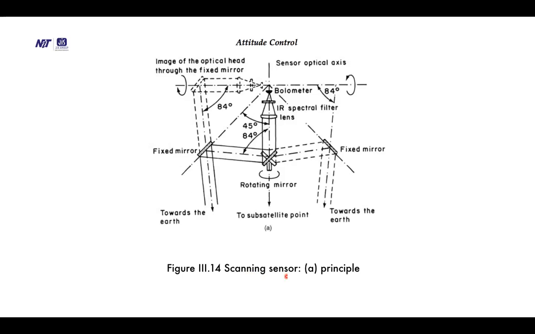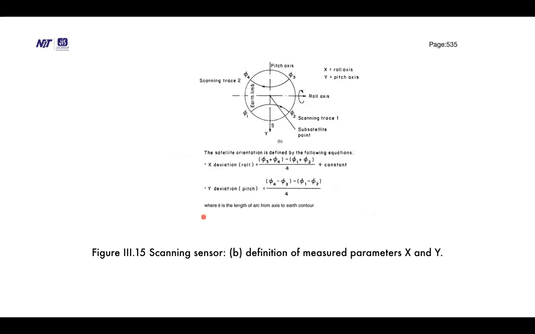So scanning sensor, this is the principle of the scanning sensor and how it is rotated, with a mirror rotating toward the subsatellite. This is the subsatellite point. So these are the diagrams. Definition, measurement of parameters x, y. This is the equation for how the x deviation is evaluated, and this is the equation for how the pitch or y deviation is calculated.